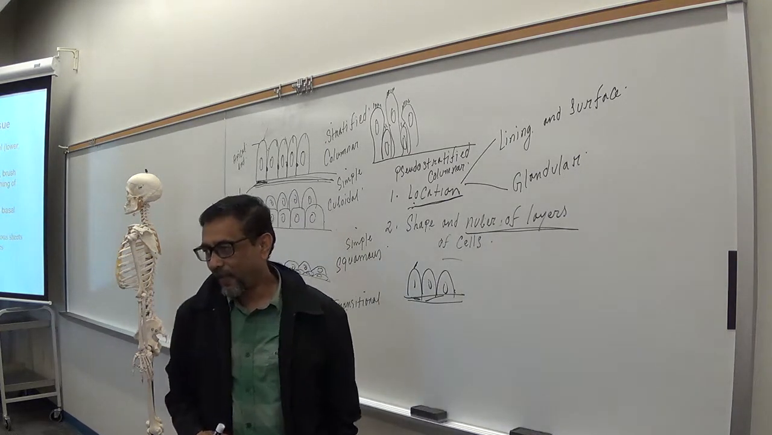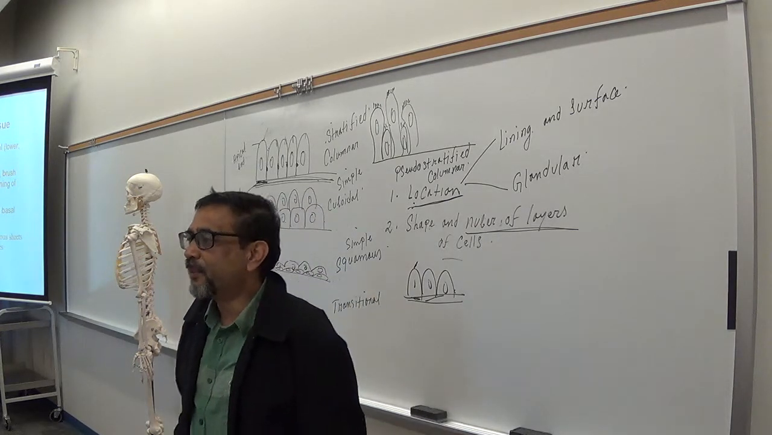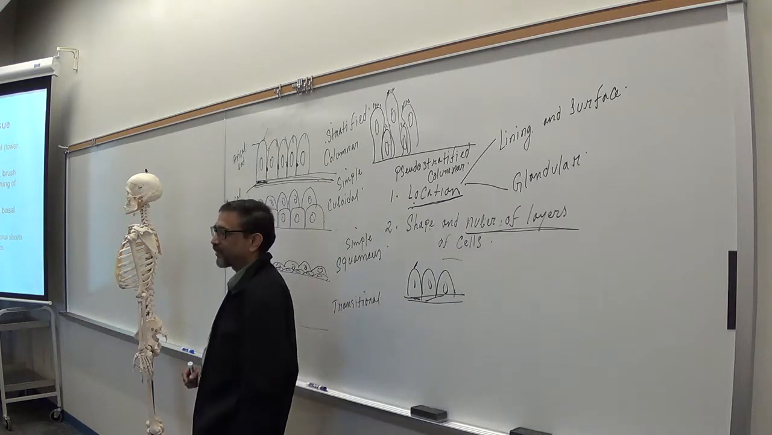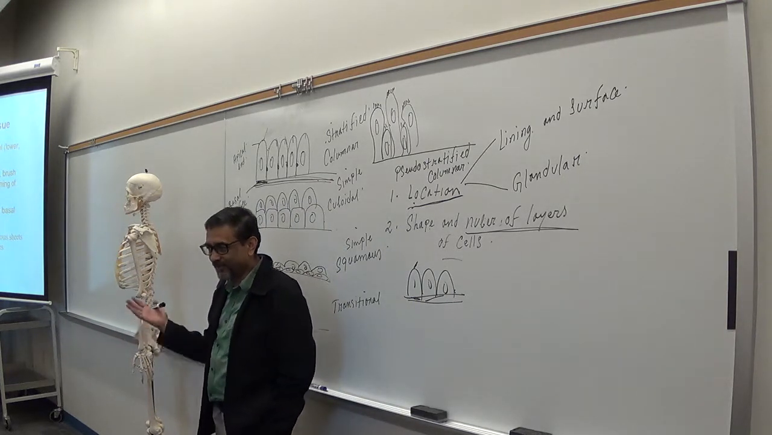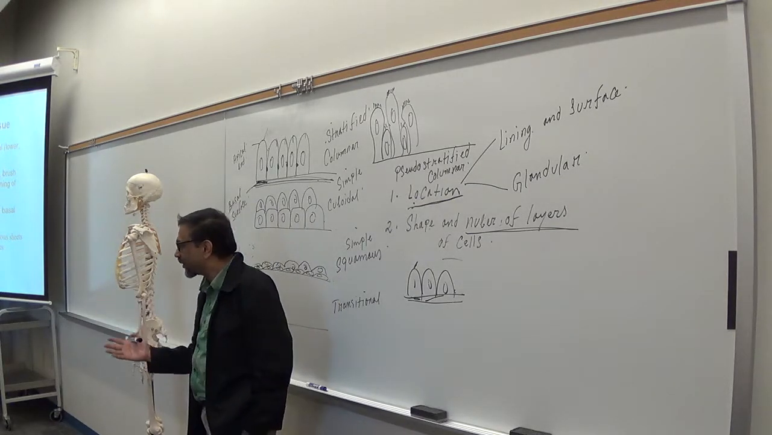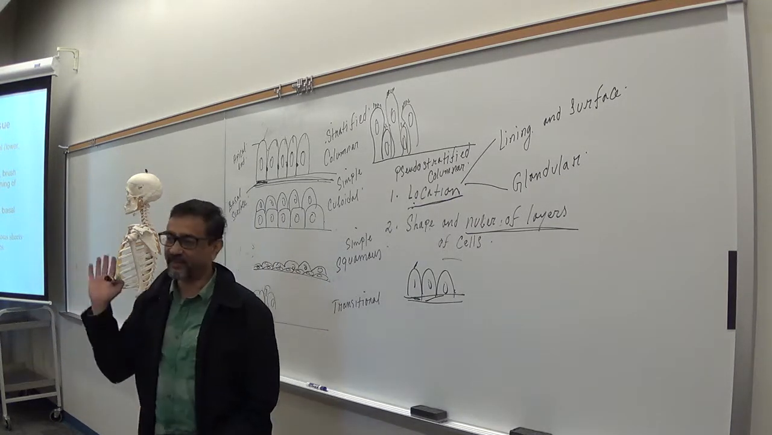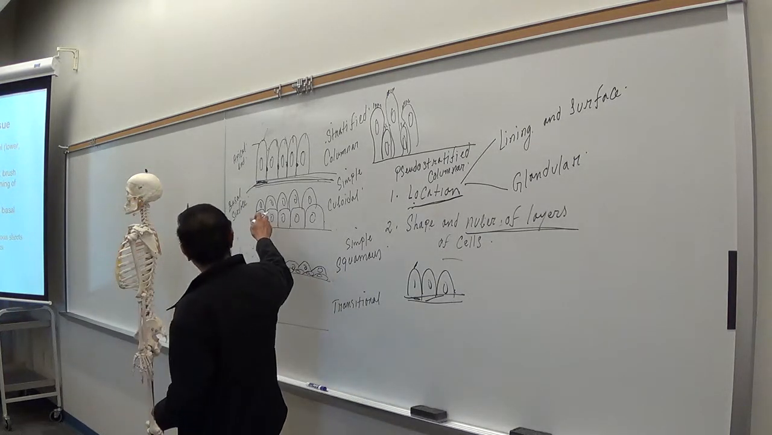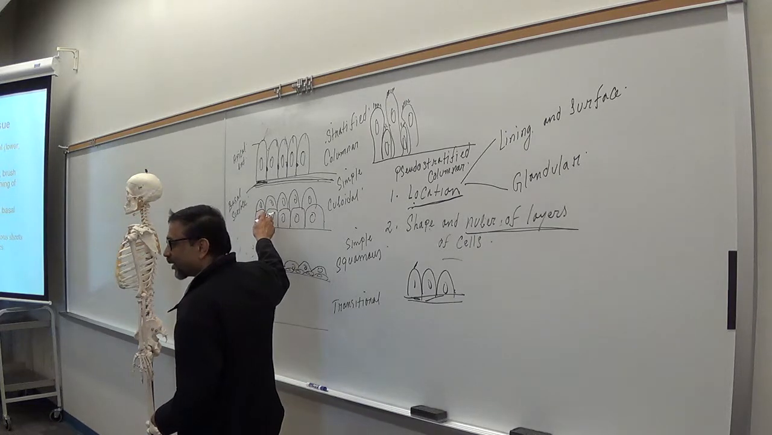Avascularity. A means absence. Vascular means blood vessels, right? Make sense? So avascularity means absence of blood vessels. Is it clear? That means epithelial tissue doesn't have any blood vessels.